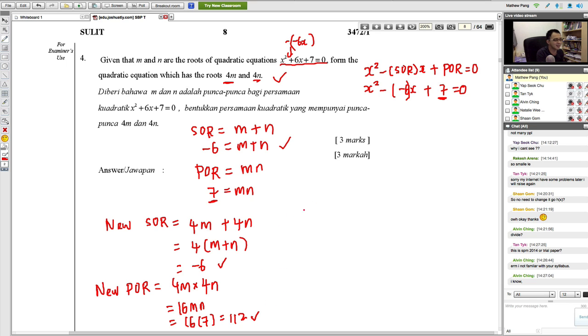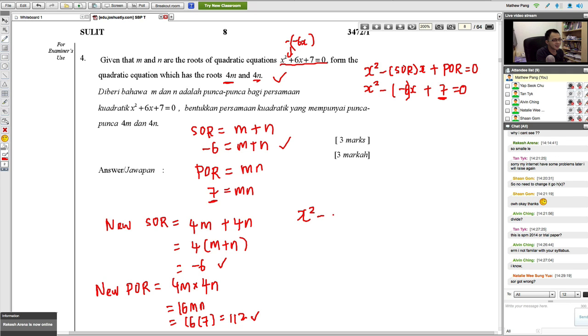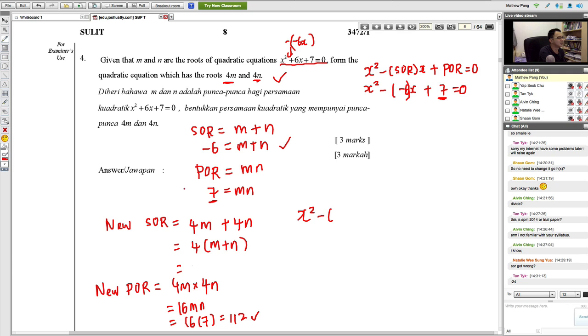So what I will do next is substitute into this formula, which is x squared minus the sum of roots, which is, oops, sorry, my sum of roots actually went wrong. Yeah, I just realized that. Anyways, I can erase it. Now my sum of roots is negative 6, so this one should be 4 multiplied by negative 6, which is negative 24. Right, so I will substitute negative 24 as my new sum of roots, x plus my product of roots, 112, equals 0. So therefore, my new equation is x squared plus 24x plus 112 equals 0.